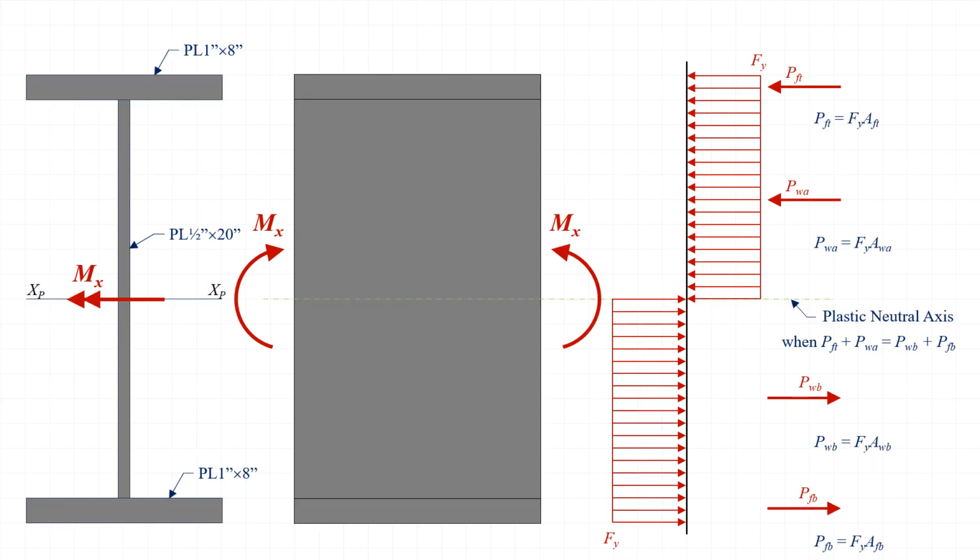Going back to our sketch of the stresses and force resultants on the cross-section, we can add that dimension, y bar sub pw, here at the left to identify the location of the plastic neutral axis more specifically.